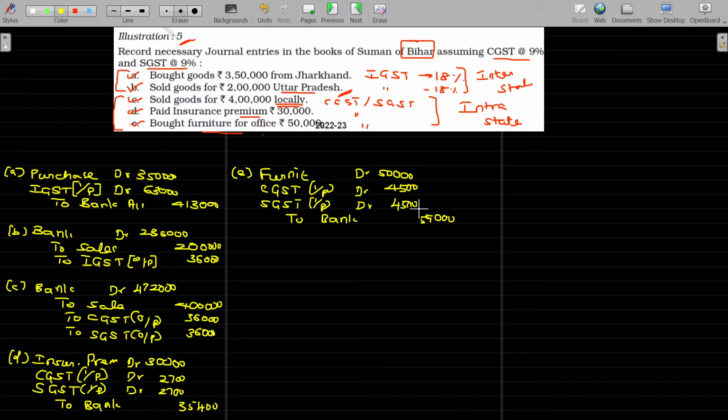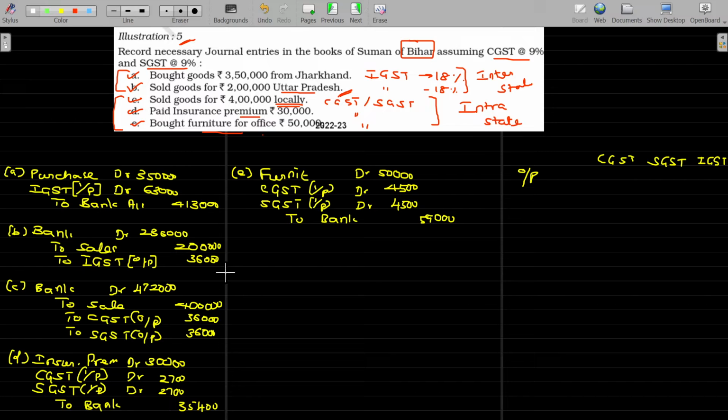Now, what is the output liability we have? Output GST. Output liability. I have 4 taxes here: CGST, SGST, and IGST. So I have 4 taxes. How much output tax I paid for this? Output. Okay.